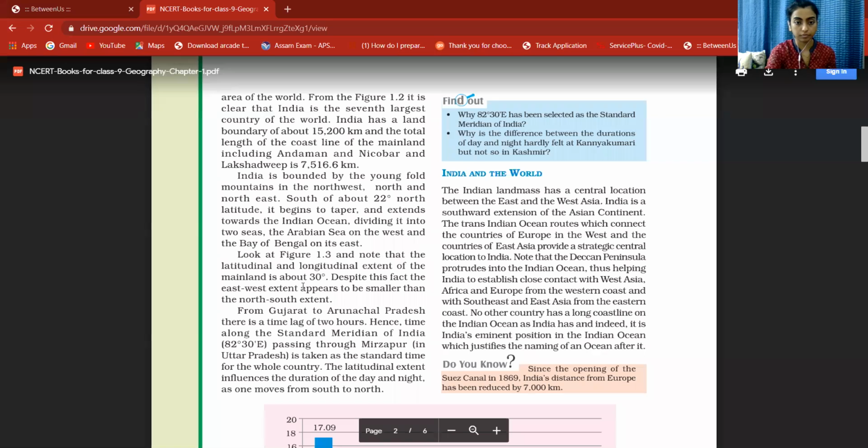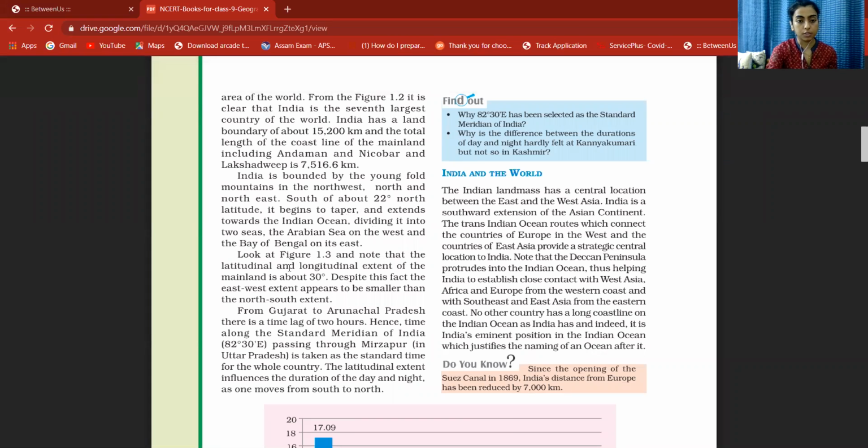Now let's come to the chapter again. So this is all about what we have learned here, that despite an equal difference of 30 degree between latitudes and longitudes, the east-west extent appears to be smaller than the north and south extent. You got the reason why: as we move towards the poles, the lines get smaller.